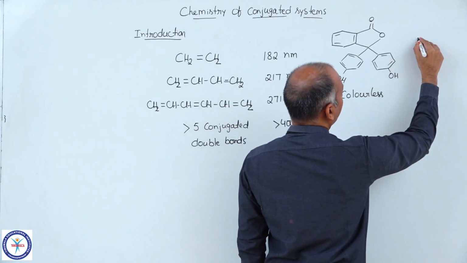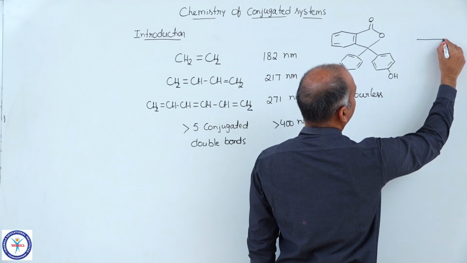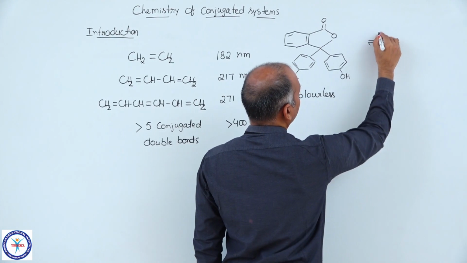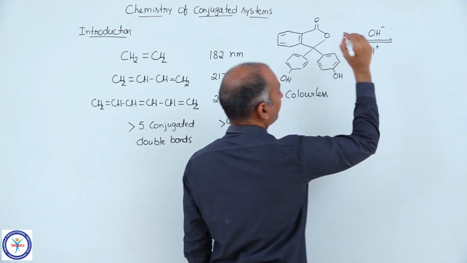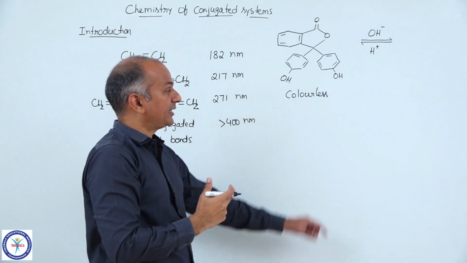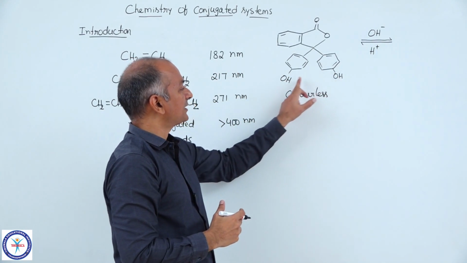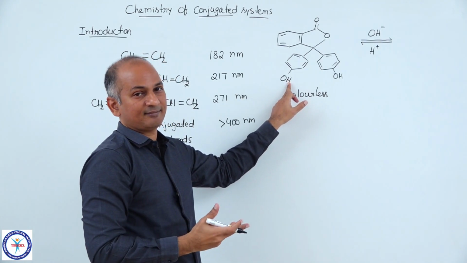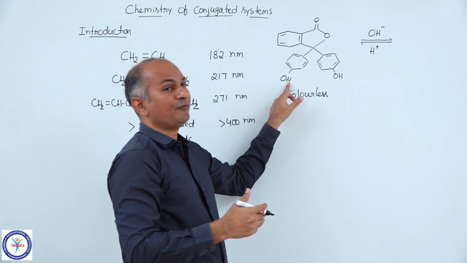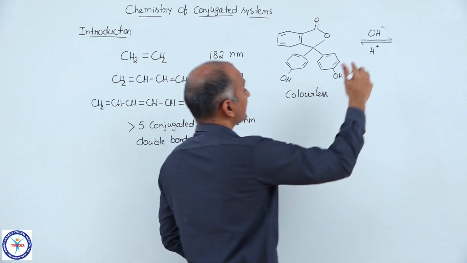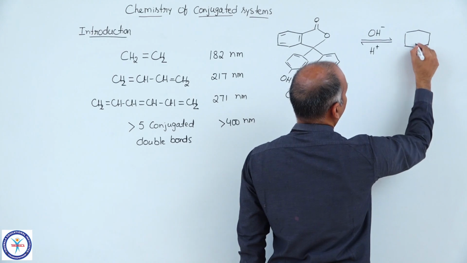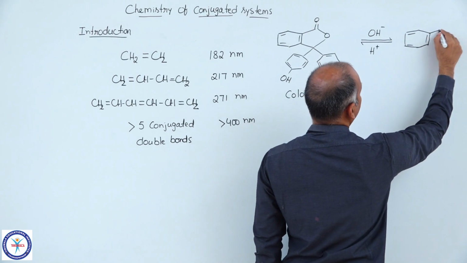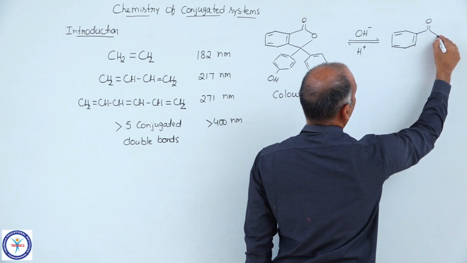Now if you treat this compound with OH minus, let me put this phenolphthalein in basic medium. OH minus will remove either this H plus or this H plus, both are the same. It can remove either of them. And if you see the structure of the conjugate base, it looks like this. Now this ring is as it is, double bond O.